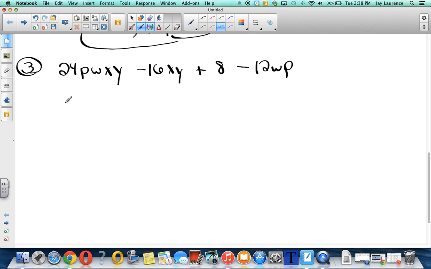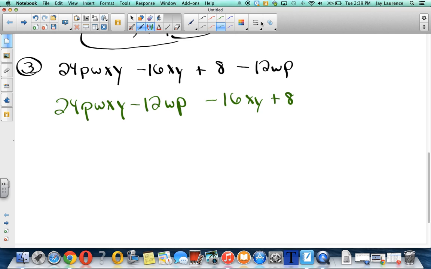Okay, here comes my solution. I'm going to rewrite the problem as 24pwxy, and I'm going to subtract 12wp, and then I'm going to have a minus 16xy and a positive 8. All right, and I'm going to group it this way. These two terms, grabbing the sign, must grab the sign. Please grab the sign.